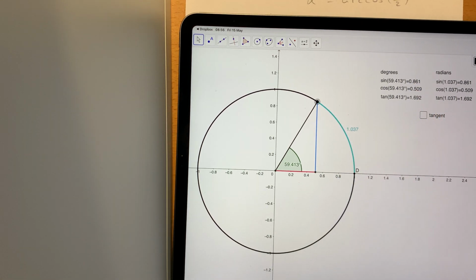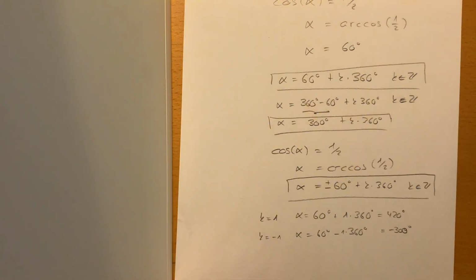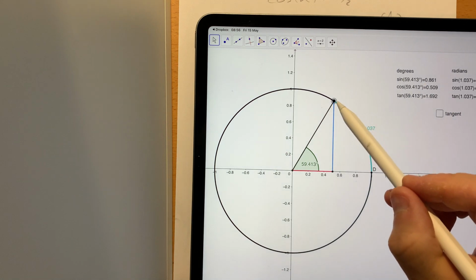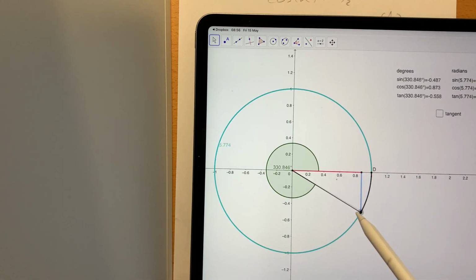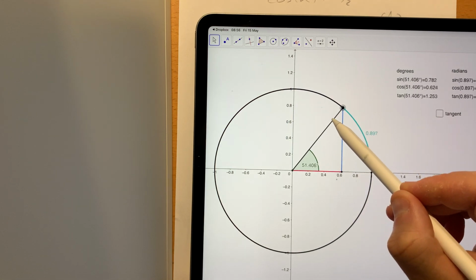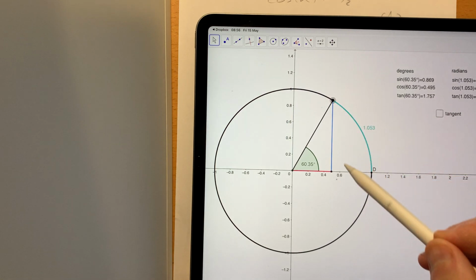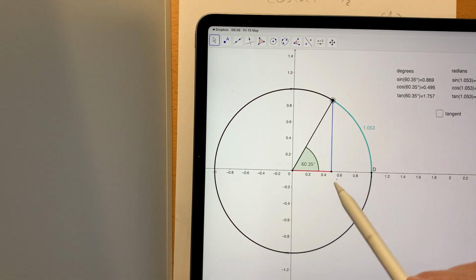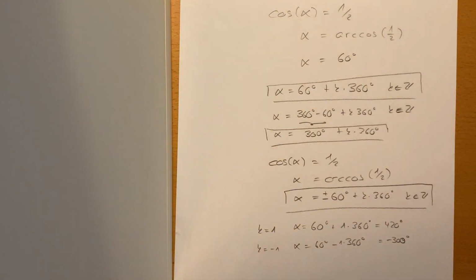Or the other one that we've just mentioned, the minus 300 degrees, what would that be? Well, you go in this direction, minus 300 degrees. Then you're at 60 degrees. Minus 300 degrees, you're at 60 degrees here. And you get your 0.5. That's why you have infinitely many solutions to this equation.